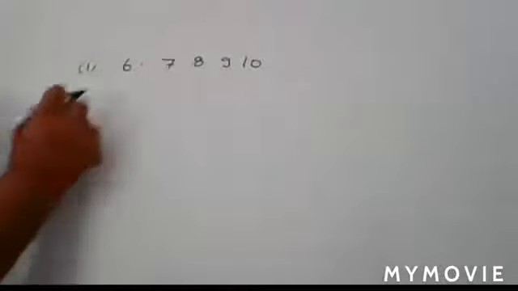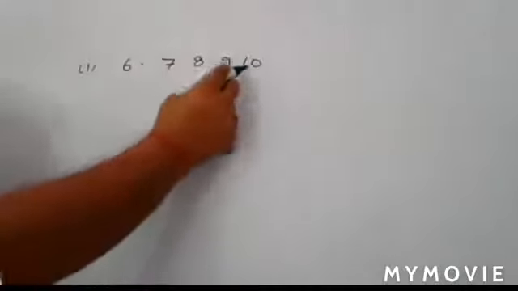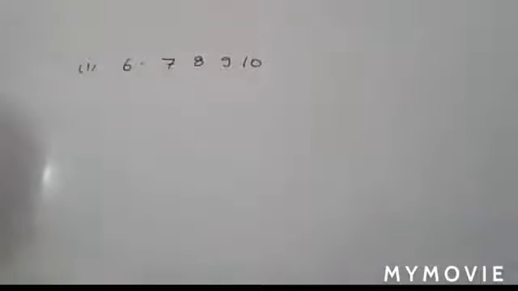Okay. So write the next question. Convert the following products into factorial. So your first question is, here you have numbers 6 into 7 into 8 into 9 into 10. You have to write that in the form of factorial.